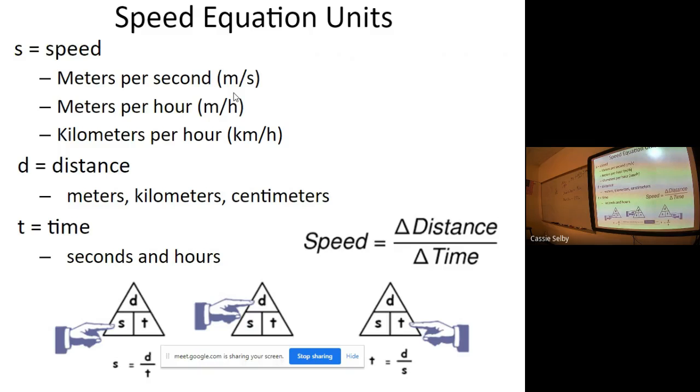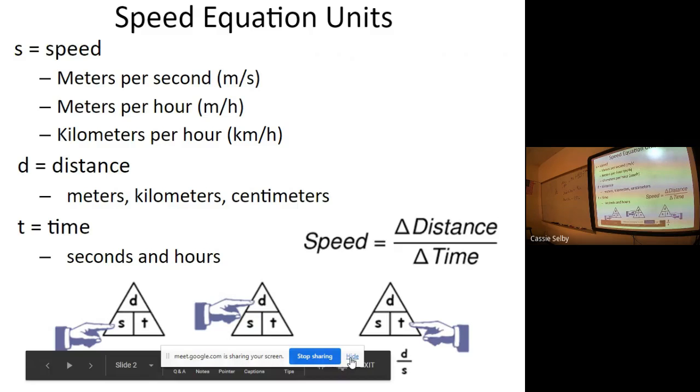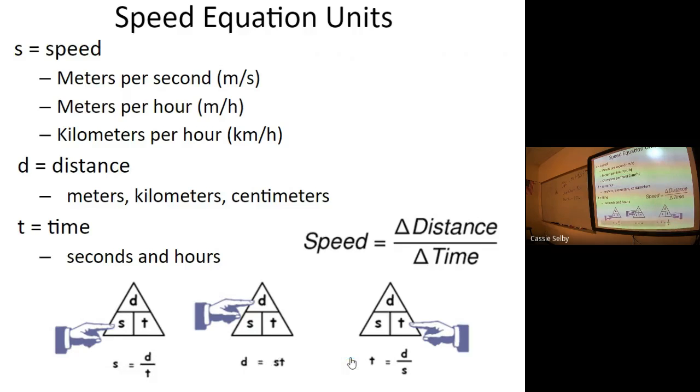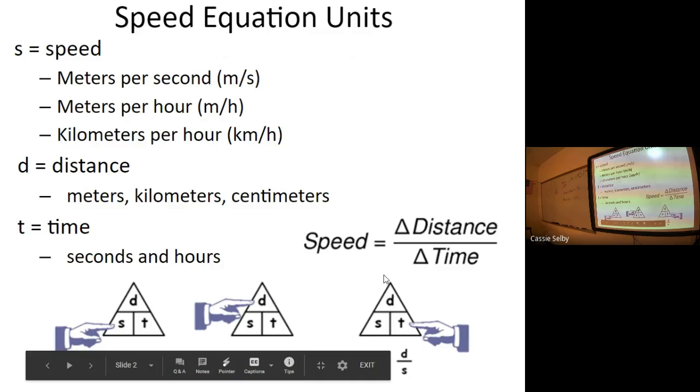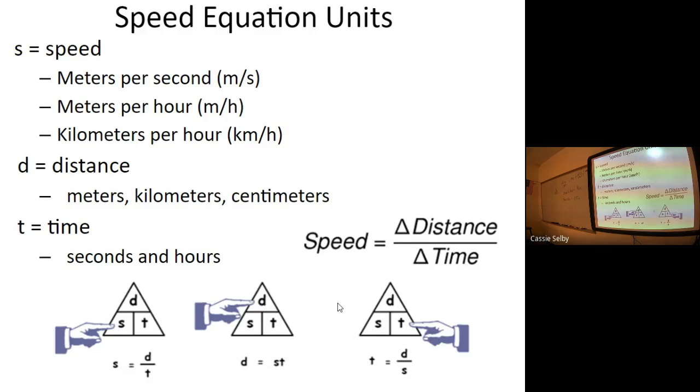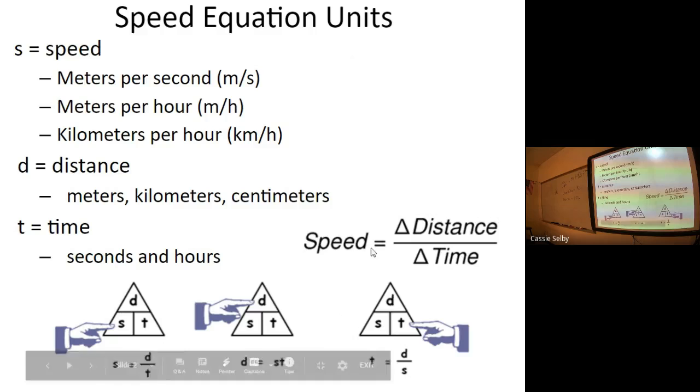And then you see this triangle down here, and you can see how it actually works out. So you can see your equations down below. Speed is equal to distance divided by time. Distance is equal to speed times time. And then time is equal to distance divided by speed.